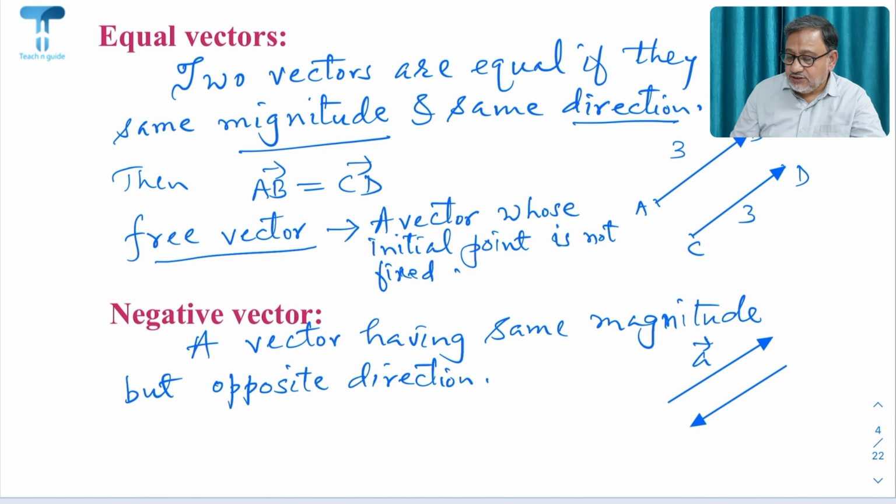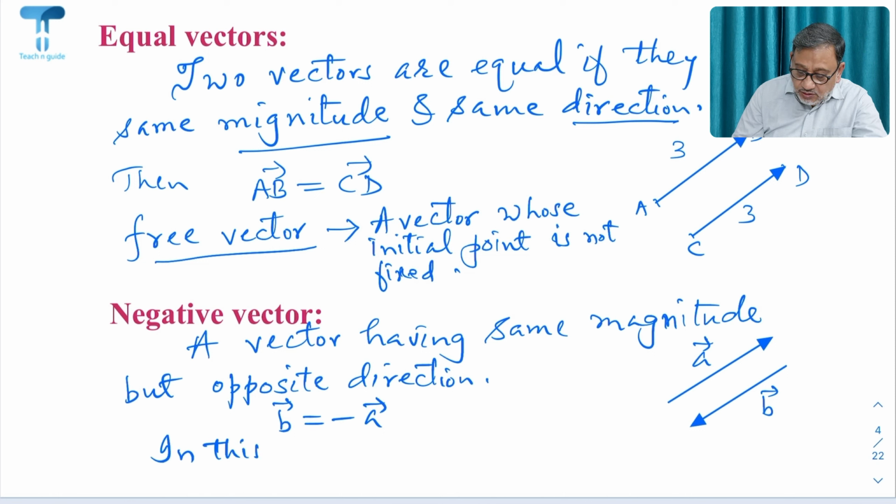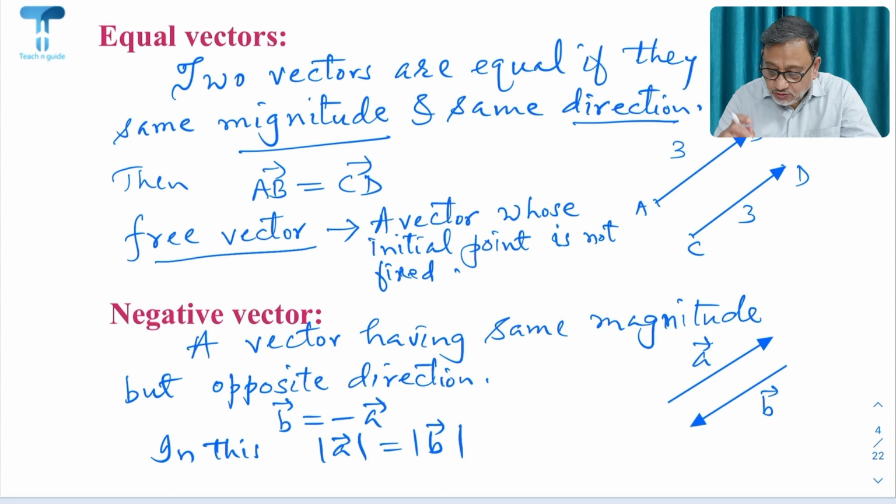Suppose this is a vector B. Both have the same magnitude, so vector B is the negative of vector A. I hope you understood. In this, the magnitude of A is the same as the magnitude of B. Please remember it. Their magnitude is the same, but only the direction is exactly opposite. And they are parallel to each other also, but the direction is opposite. Then let us move on.